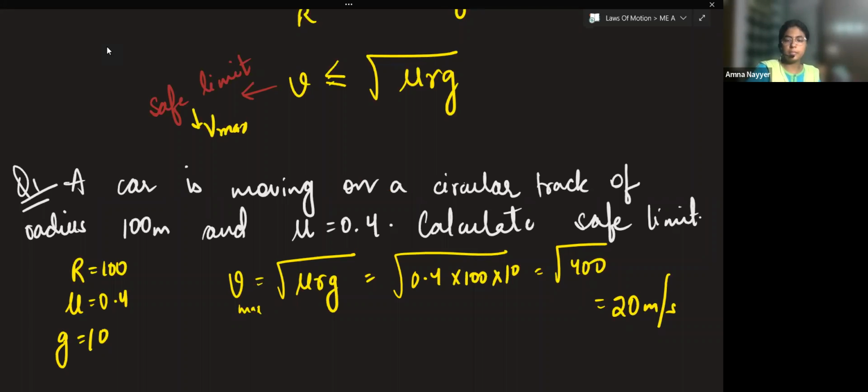One more question we'll do based on this. Safe limit, just note this down. Then we'll do one more question based upon this.